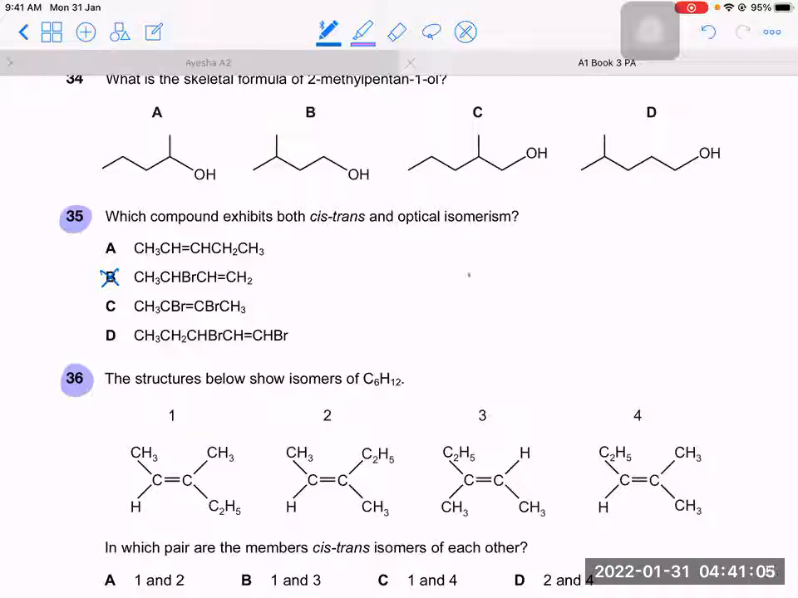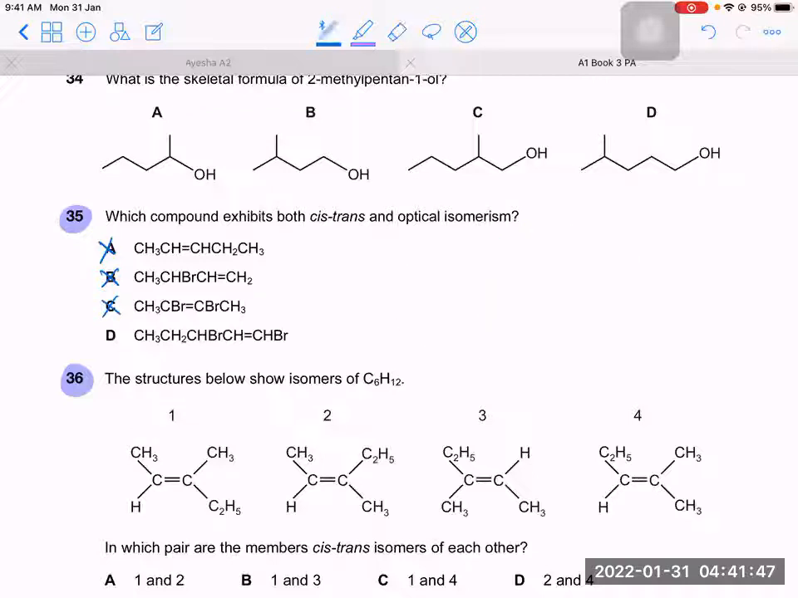Now let's check A. So A is a carbon-carbon double bond with an H and a CH3, and it has an H and a CH2CH3. Can this show cis-trans? Yes. Does it have a chiral carbon though? No, because this has 3 hydrogens, double bond, 2 hydrogens, 3 hydrogens. Can't be the answer. Let's check C. So you have Br, CH3, Br, CH3. Does it show cis-trans? Yes. Does it show optical isomers? No, can't be the answer.